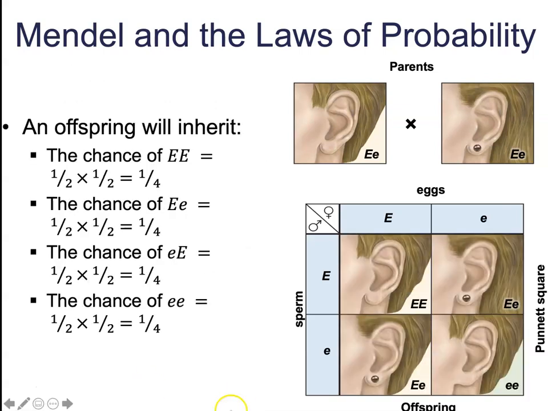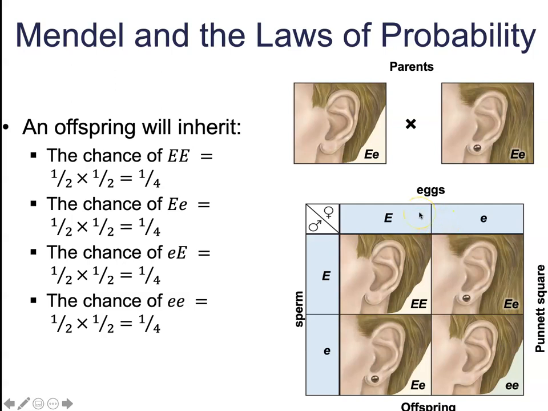So here, the parents are going to be heterozygous for this trait. This individual is going to have a heterozygous genotype, meaning that they have big E, little e. They have the dominant trait and the recessive trait. Same with this individual over here. They're heterozygous for this trait, meaning that they have big E, little e. They have the dominant trait and also the recessive trait.